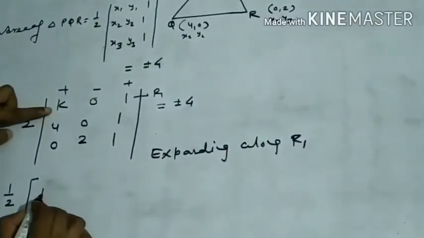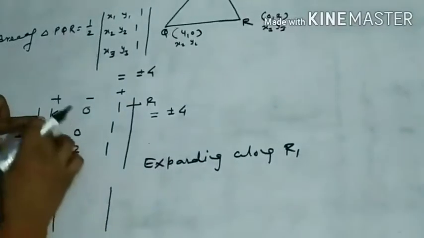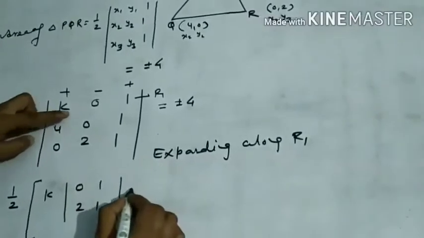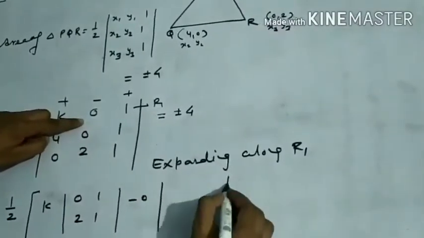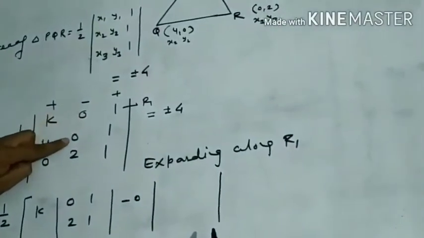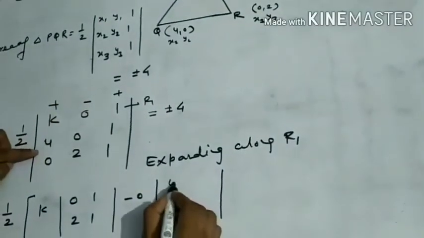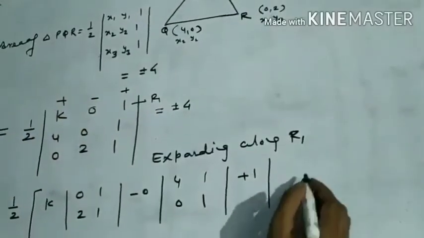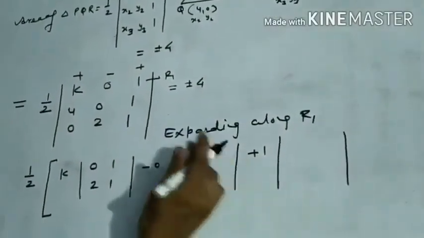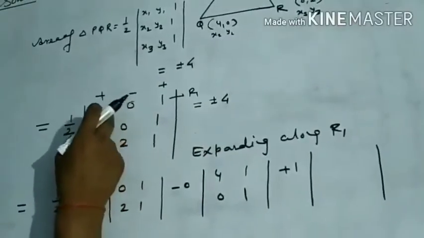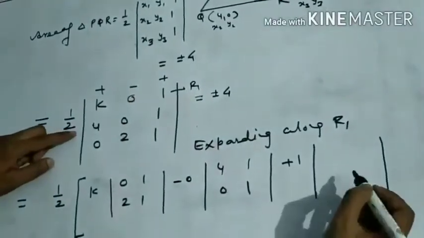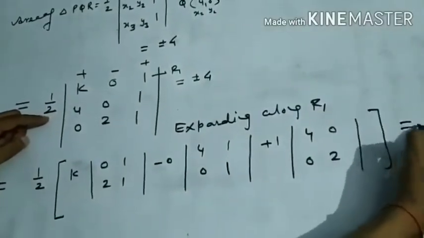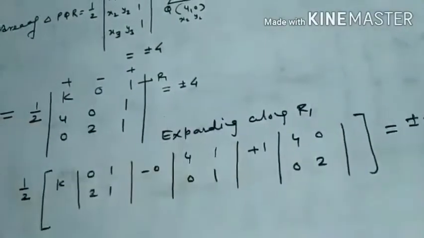Now k, then the subdeterminant after leaving the first column, this is 0 1 2 1, and then minus of 0. So leaving the second column and first row, we will get 4 0 1 1, and then plus 1, here we write the subdeterminant after leaving the first row and third column, meaning this is 4 0 0 2, and this is equal to plus minus 4.